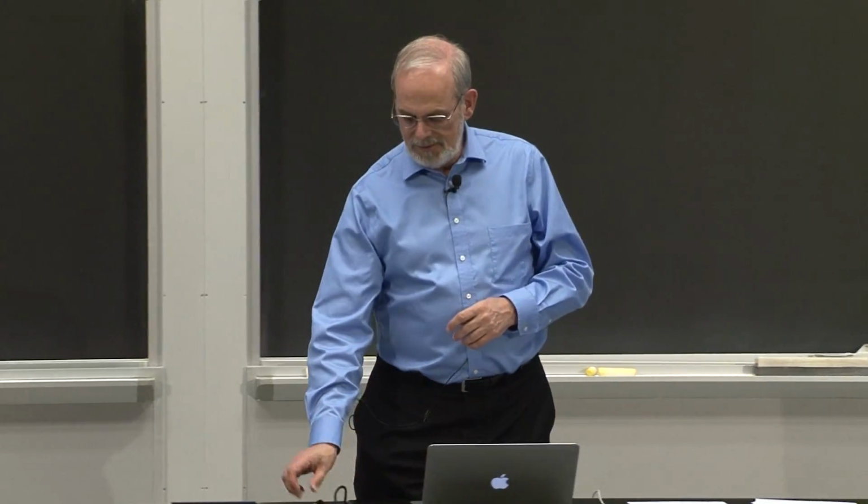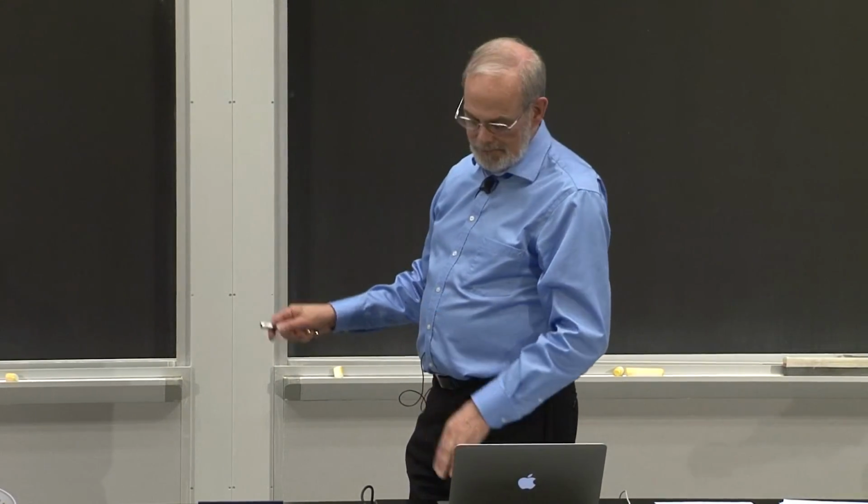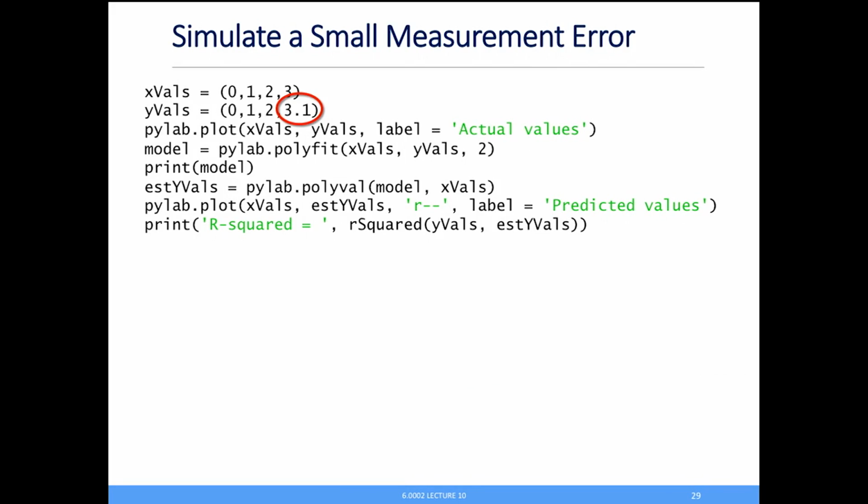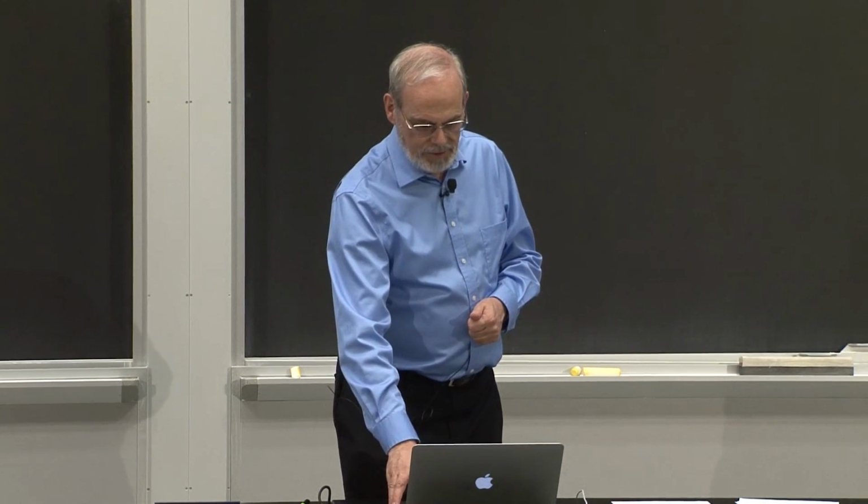All right, now, let's go back in and add in just a tiny bit of noise. Right there. 0, 0, 1, 1, 2, 2 and 3.1. So I've got a slight deviation in the y value there. Again, I can plot them. I'm going to fit a quadratic to them. I'm going to print out some information about it and then get the estimated values using that new model to see what it should look like. I'm not going to run it. I'm just going to show you the result.